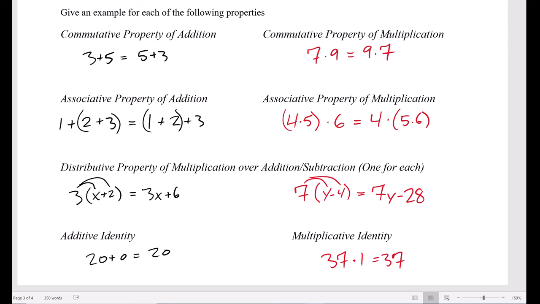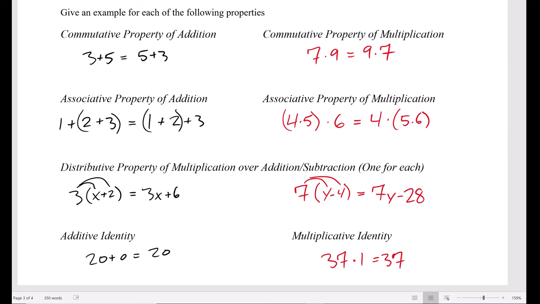Associative property works very similarly. Associative property, we're talking about grouping things, though. So 1 plus the quantity 2 plus 3 is equal to the quantity 1 plus 2 plus 3. Same thing works with multiplication. I can change the grouping around, change where the parentheses are, and it doesn't change the answer. So the quantity 4 times 5 times 6 is equal to 4 times the quantity 5 times 6.